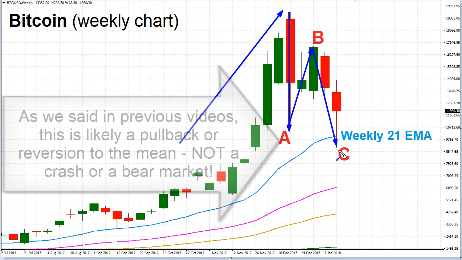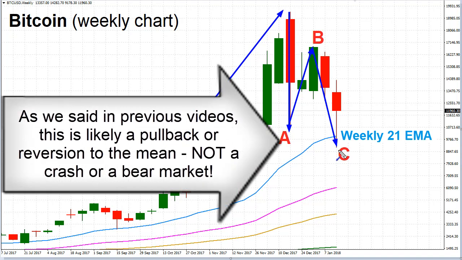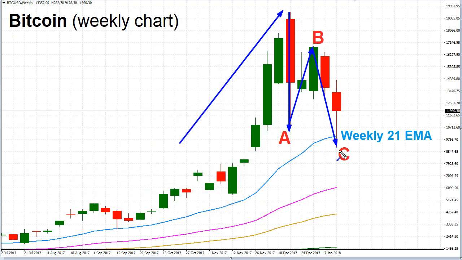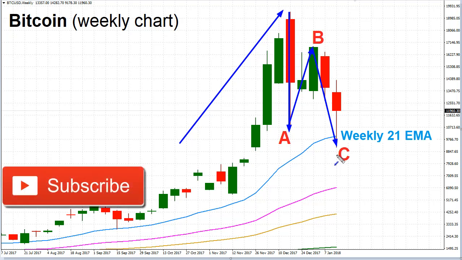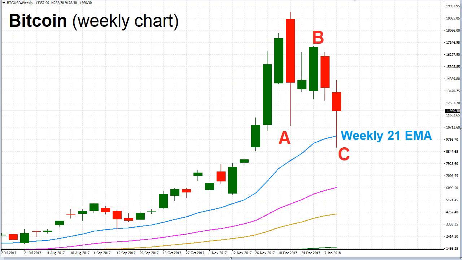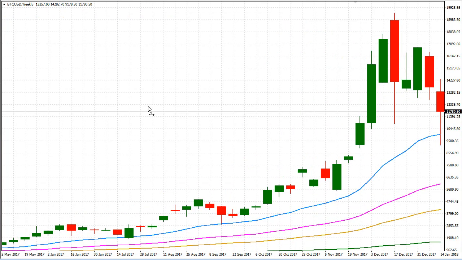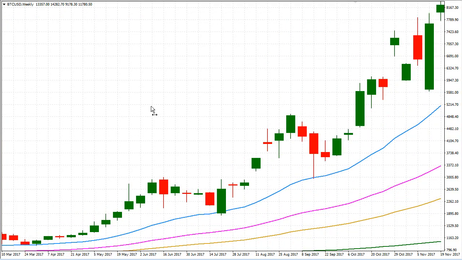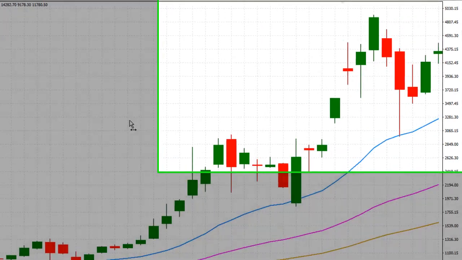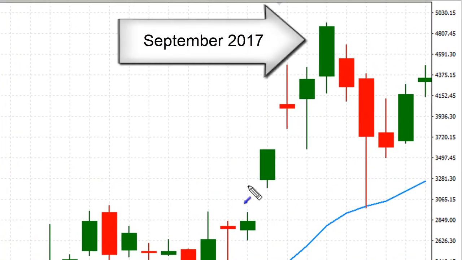Again, this is not by any means a crash, as the media is calling it. Yes, it's a 50% drop in the price of Bitcoin, but a crash or a bear market? No, hardly. In fact, let me just show you this now. As you'll see on this chart, take a look over here. If I just pull this back a little bit, you will see that in September of last year, Bitcoin also saw a rally higher.